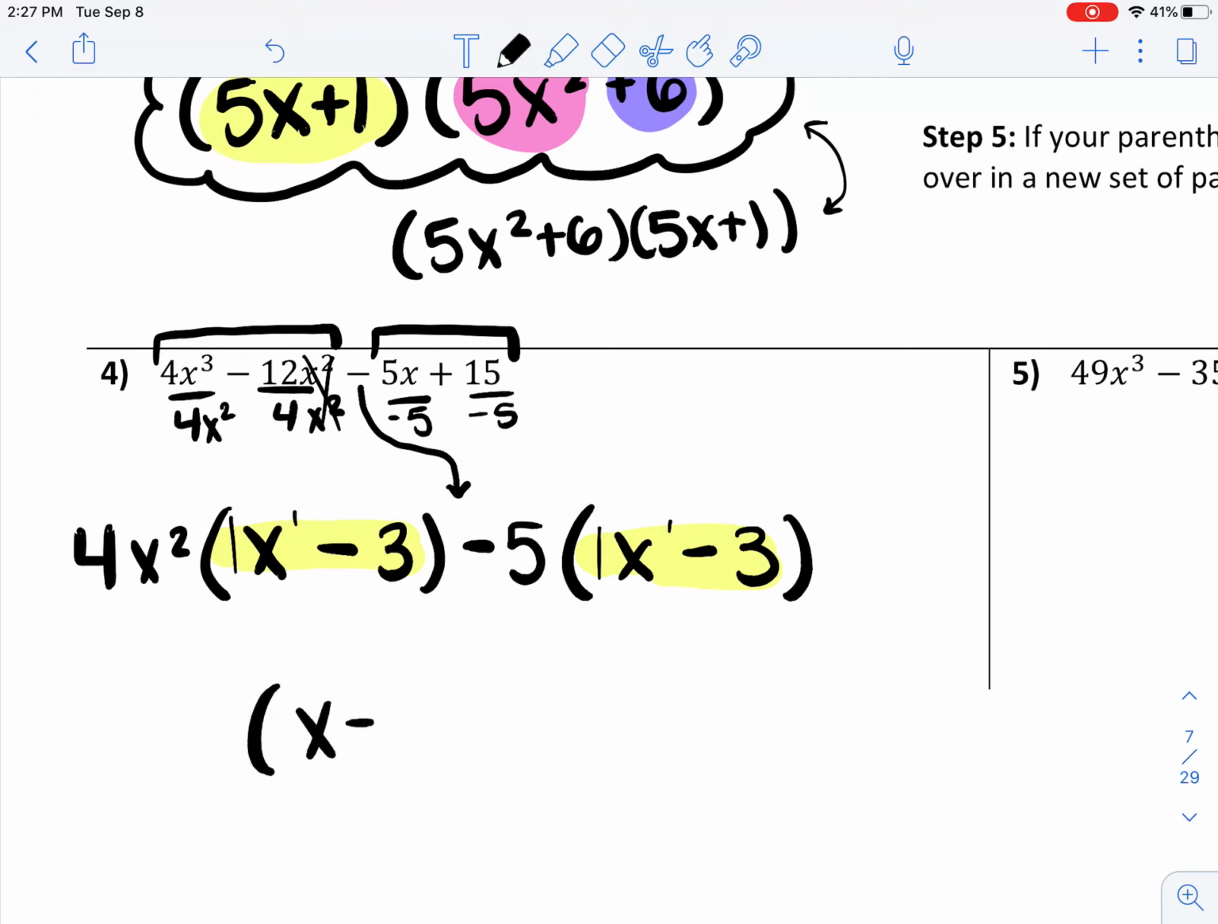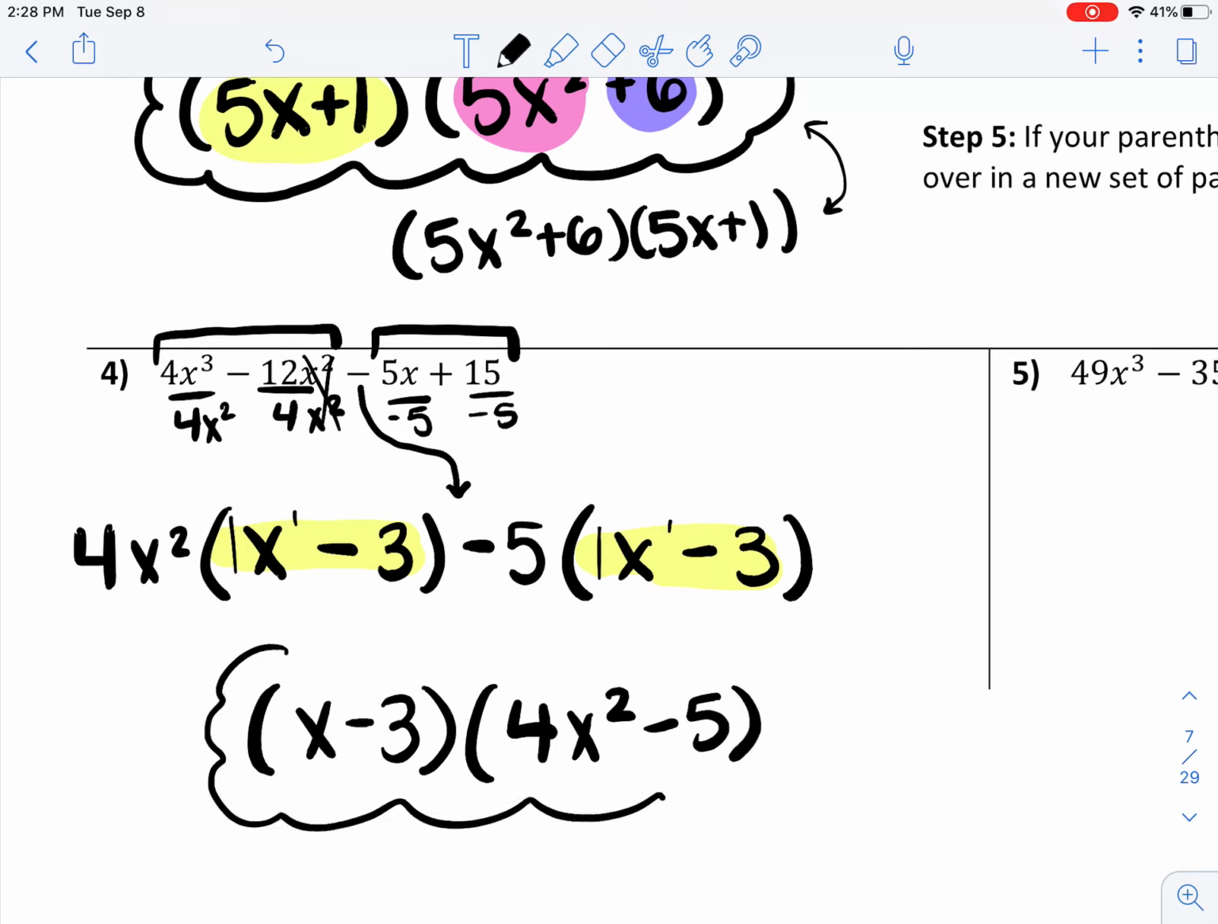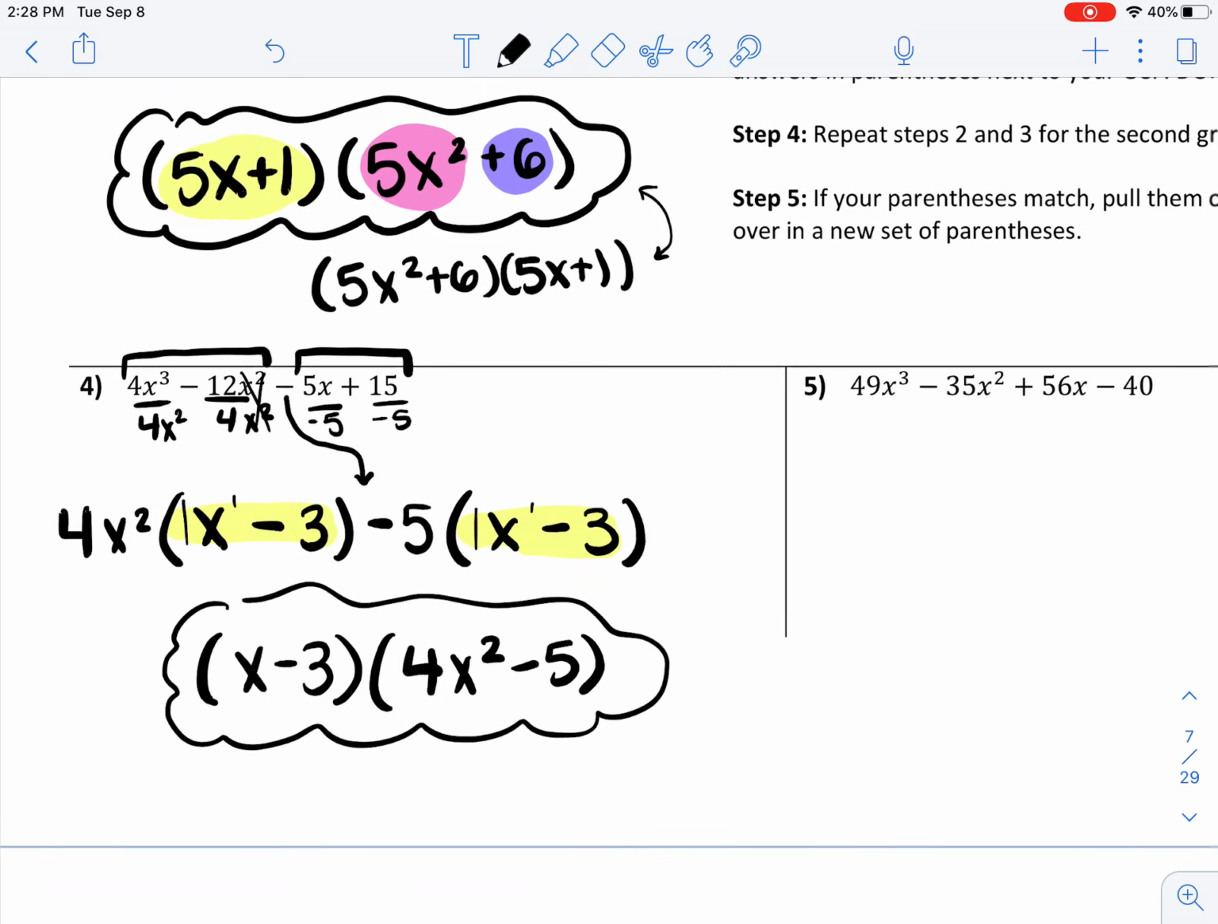I'm just going to put x minus 3. And then my GCFs are my leftovers. Those go in the other parentheses. So 4x squared minus 5. That's your answer. Try it again. Number 5. So I've got my two groups.